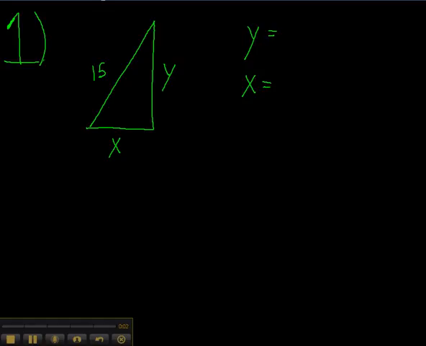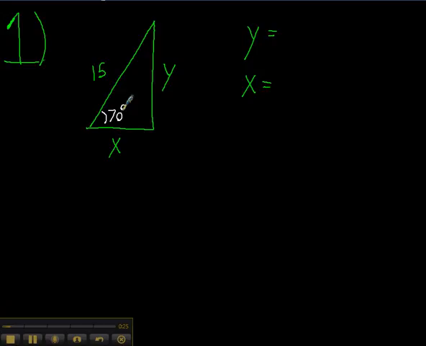Okay, this first problem, you have a right triangle and we're trying to solve for two different sides on it. I called this side X and this side Y. Later on in the class you'll understand why I'm doing that. But they gave us the hypotenuse and we're looking for the two legs, and they said that the angle was 70 degrees.